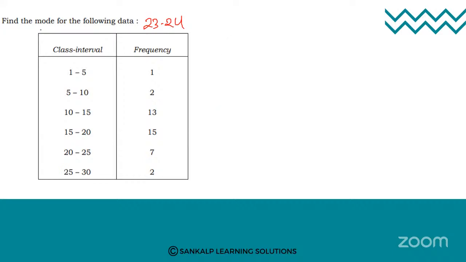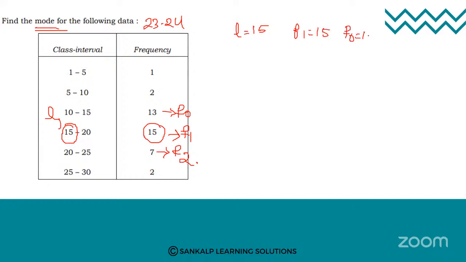Here we need to find out the mode. For that, what are we going to do? First, consider which one is the highest frequency here. The highest frequency is 15. So this is F1, this is F0, and this is F2. Yes, 15 is the lower limit L. So L is equal to 15, and the F1 value is 15. The F0 value is 13 and the F2 value is 7.